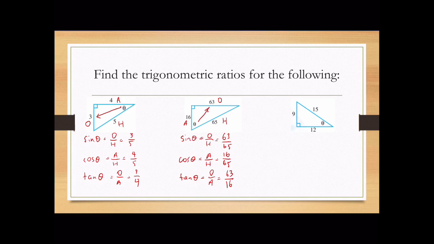And last of all, again, hypotenuse, opposite, adjacent, sine theta is going to be 9 over 15, which is 3 over 5. Cos theta is adjacent over hypotenuse, 12 over 15, 4 over 5. And tan theta is 9 over 12, 3 over 4. Okay, and now, nice little thing to notice there.